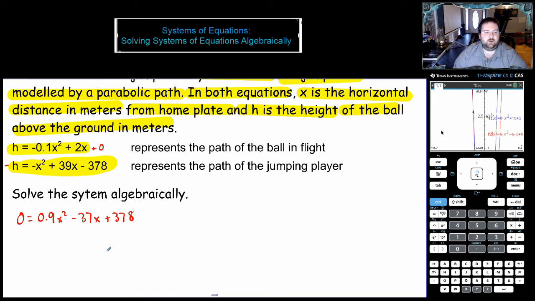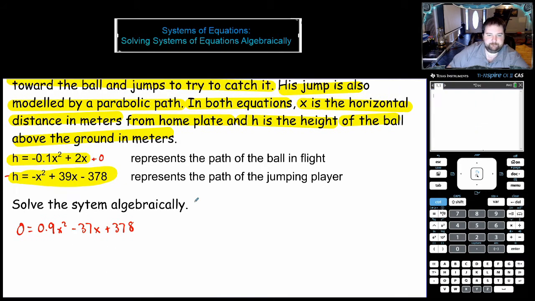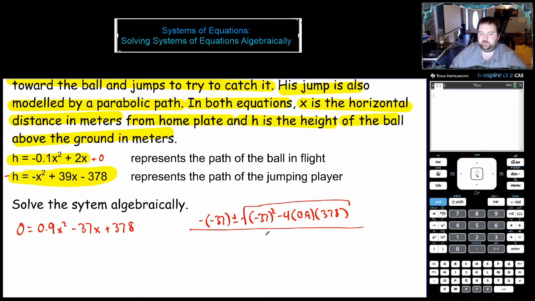Now we need to factor this. Yeah, good luck. I'm not doing that. I'm also not going to complete the square. I'm going to do the quadratic equation. Okay, so negative b, which is negative 37, plus or minus the square root of b squared, b is negative 37 again, squared, minus 4 times a, which is 0.9, times c, which is 378. So there we go. Over 2a, 0.9. All right, let's go ahead and solve this.